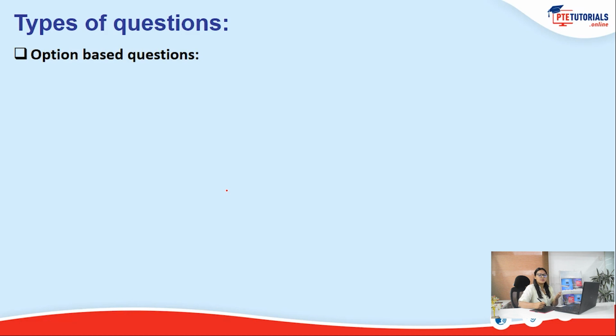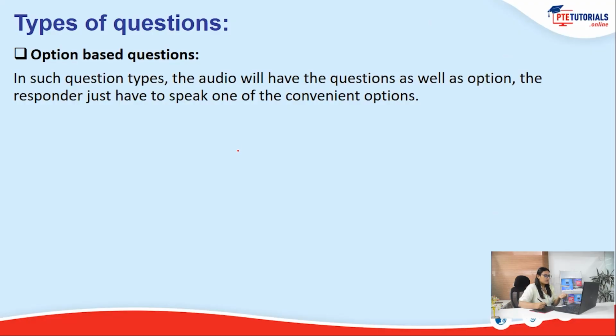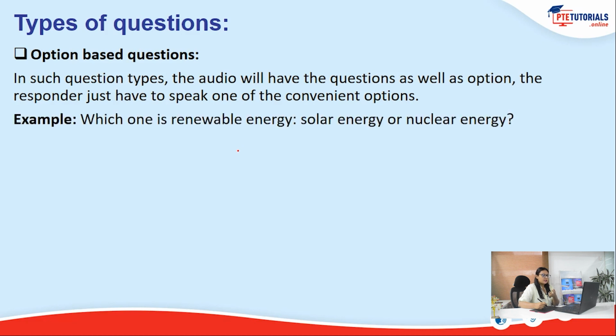There are different types of questions in the answer short questions. The first is option-based questions, which means that in the question itself, the options will be given. Let's have a look. In such question types, the audio will have the questions as well as the options. The responder just has to speak one of the convenient options. The example for that is, which one is the renewable energy, solar energy or nuclear energy? The options are already given in the question. So we just have to speak the answer either as solar energy or as nuclear energy.